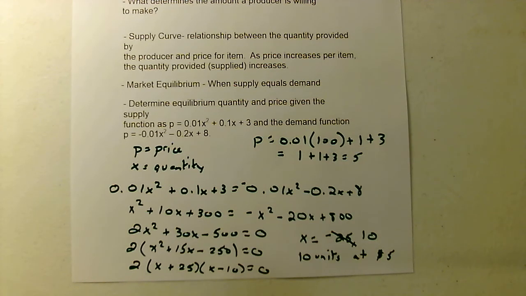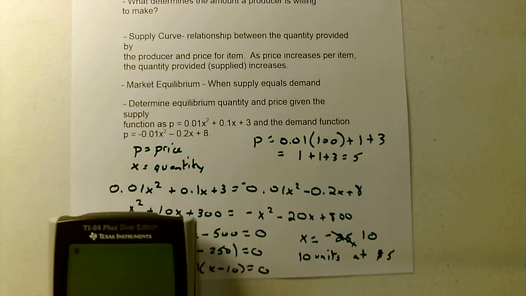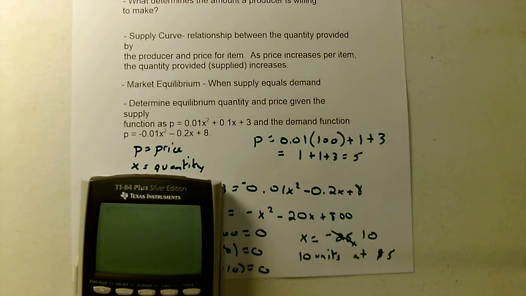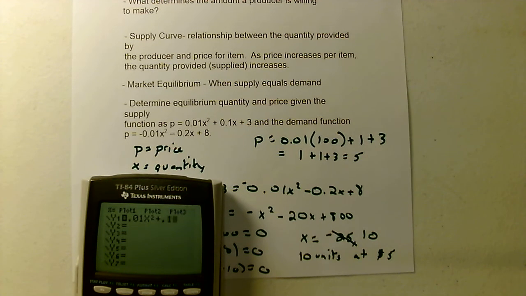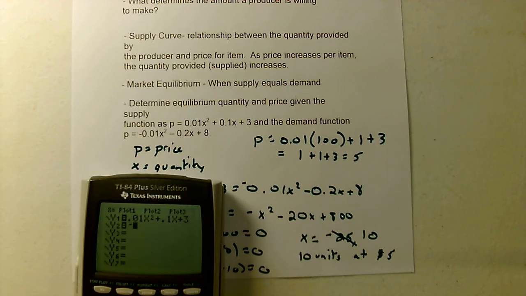Alright, so how can we do this in our calculator? Some of you are probably wondering and hoping that I'll show you with the calculator, and here we go. So in our calculator we can go to y equals, and in y1, I'm going to type in my first equation, plus a 10th x plus 3. In my second equation, I'm going to type in the second equation, so I get negative 100th x squared minus 2/10 x plus 8.